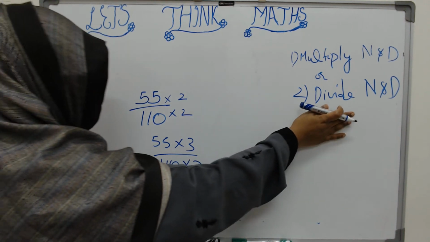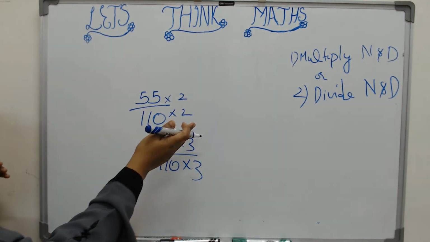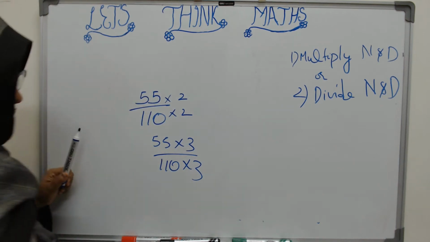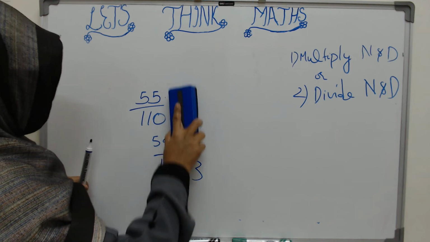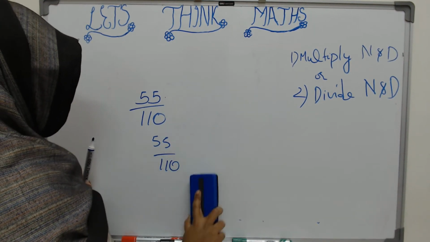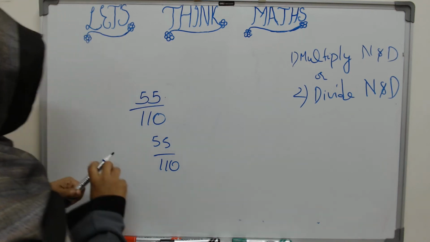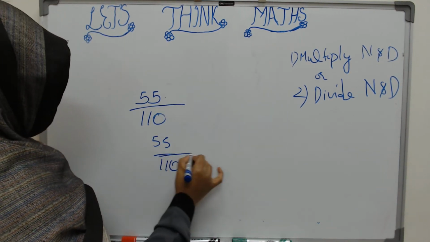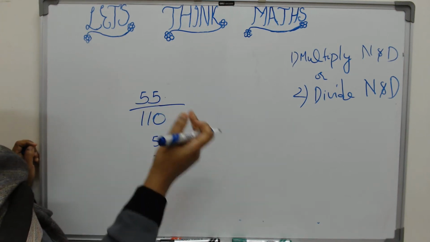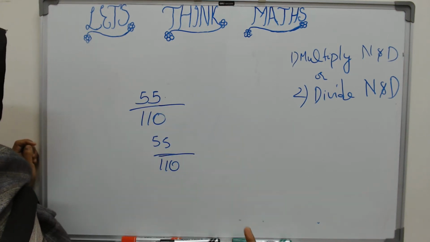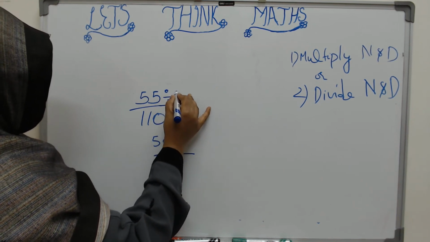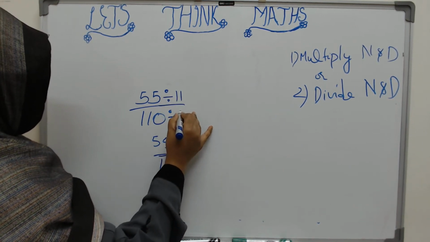But at the same time, look at divide. What happens when you divide? The number will become smaller and smaller. So smaller numbers, as you know, are easy to deal with. So instead of multiplying here, let us try dividing. So what is the first number that comes to mind? 55, 11. So 11, 22, 33, 44, 55. They are all multiples of 11, right? So first let us divide with 11.